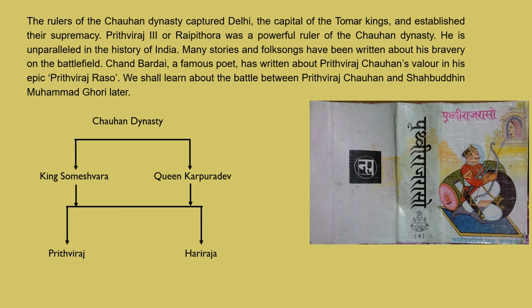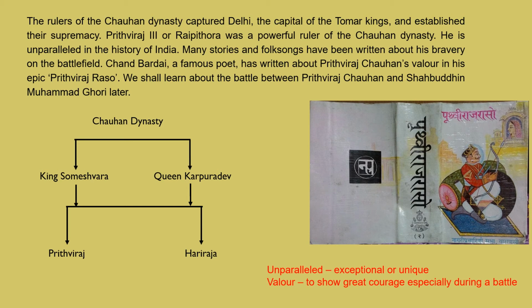So, children, here I have given you the family tree of Prithviraj Chauhan. This is the Chauhan dynasty, and the father and mother of Prithviraj are King Someshwara and Queen Karpura Devi, and they have two children, that is Prithviraj and Hari Raja. The Chauhan kingdom became the leading state and a powerful kingdom in northern India under the king Prithviraj III. He is also known, children, as Prithviraj Chauhan or Rai Pithora.